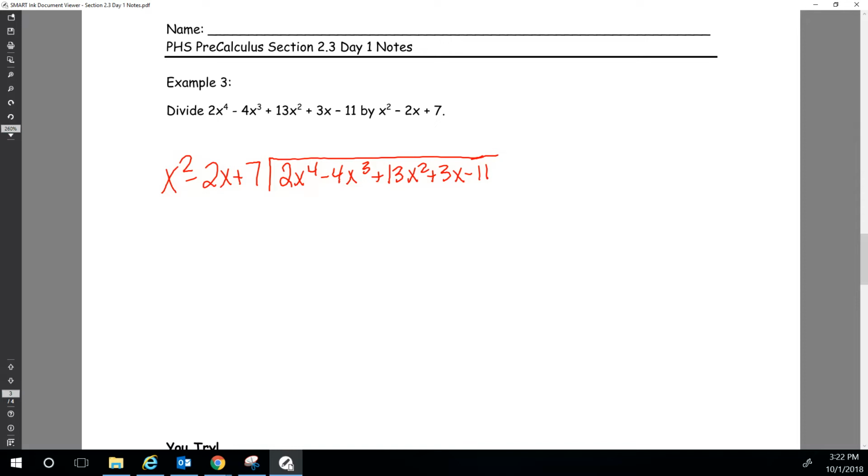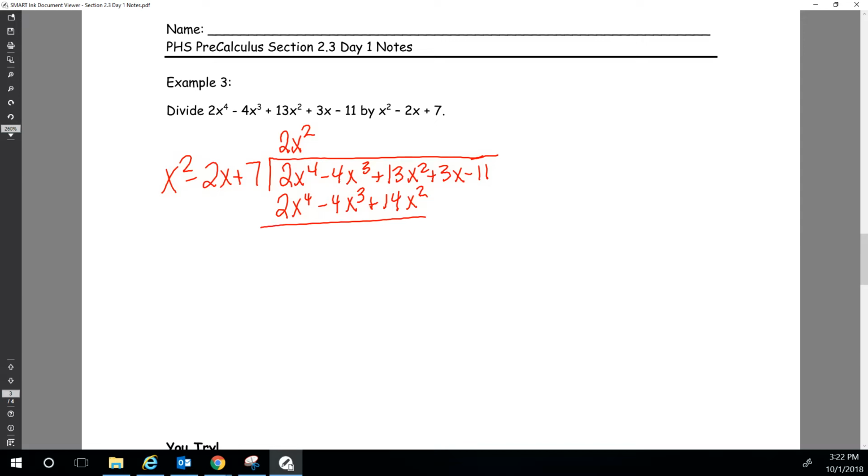All right, what times x squared would give me 2x to the 4th? So I need a 2, and I need 2 x's. And now this 2x squared gets multiplied by every term. So that's 2x to the 4th. 2 times negative 2 would be negative 4x cubed. 2 times 7 would be 14x squared.